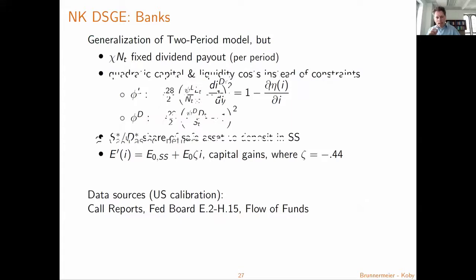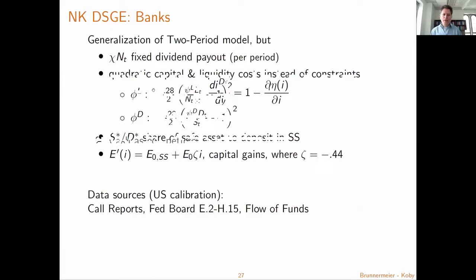Now, in terms of the banks, what are their constraints? So they pay out a fixed dividend payout rate per period. That's the chi, a constant number. So we don't explicitly model dividend payouts. We just assume they pay out a fixed fraction of the net worth to the shareholders in the form of a dividend.